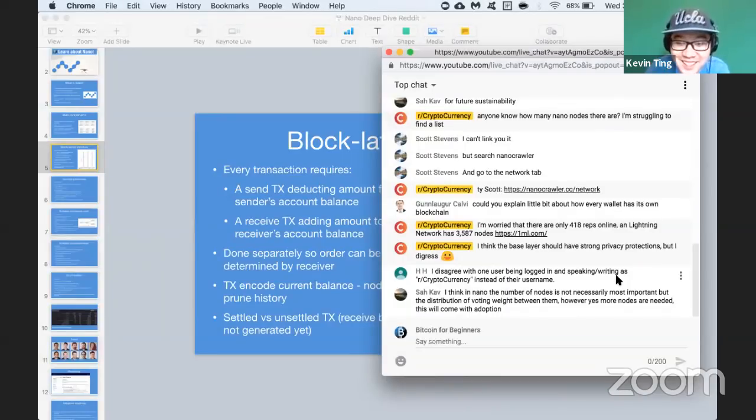Well, I mean, distribution of voting weights. Yeah.